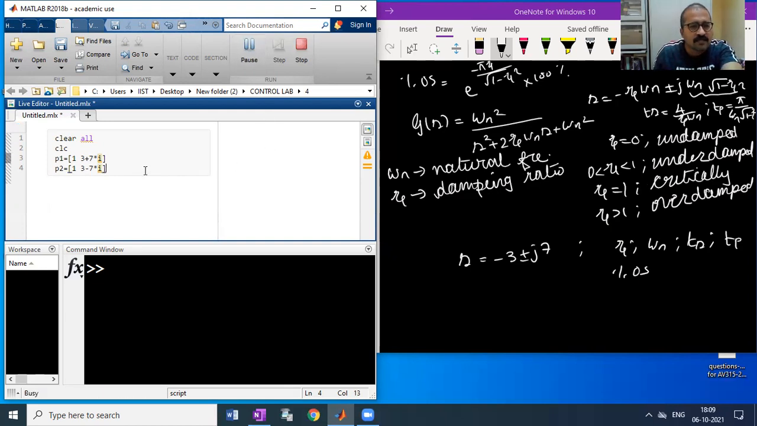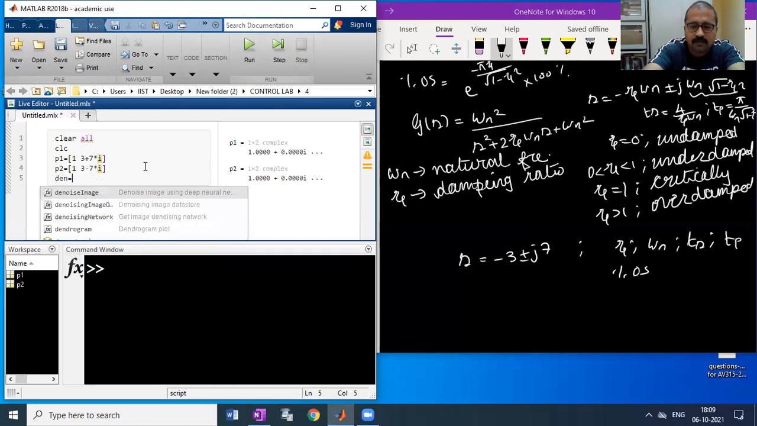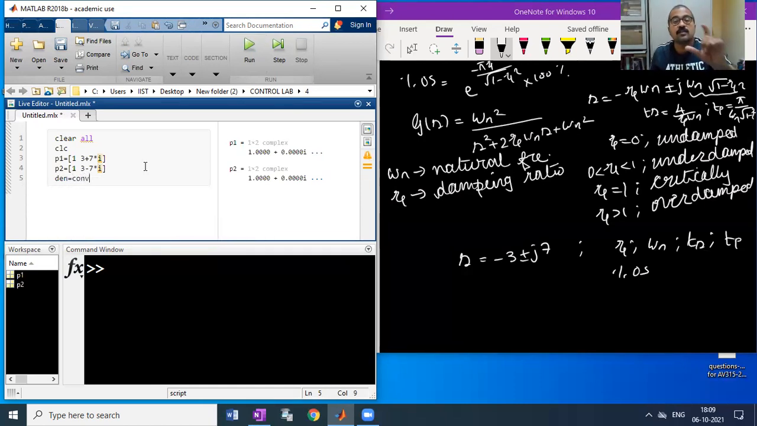Okay. Now what next? We need to find the second order denominator. So we need to multiply those. Let me give some variable. Denominator equal to. I told you in the previous class there's a MATLAB command called conv. It will multiply two polynomials in the s domain. So I can write this as convolution of P1 comma P2.